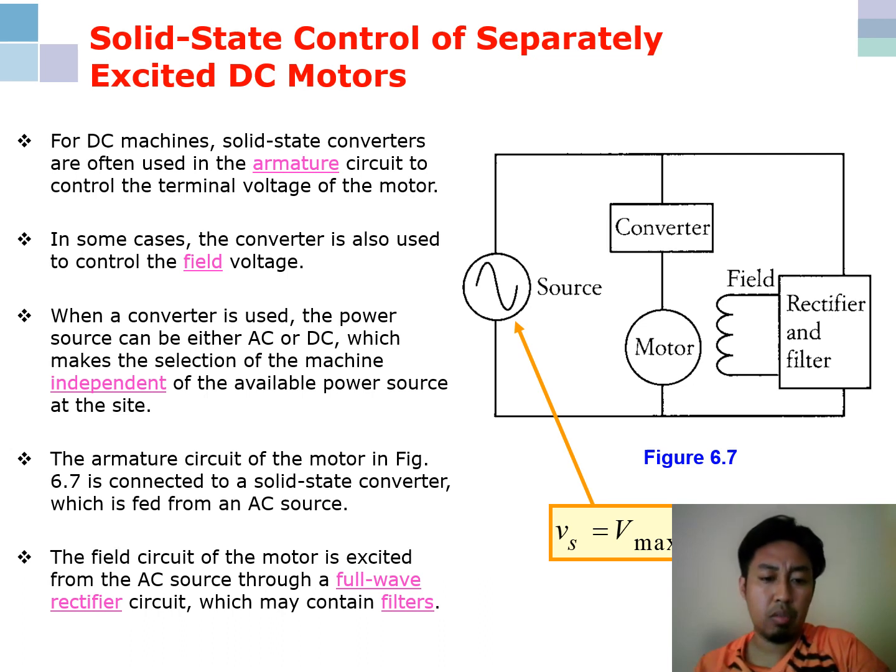The armature circuit of the motor in figure 6.7 is connected to the solid state converter, which is fed from the AC source. So from the AC source here, they connect to the converter, and then the converter connects to the motor. The field circuit of the motor is excited from the AC source through a full wave rectifier circuit, which may contain a filter. So it depends.